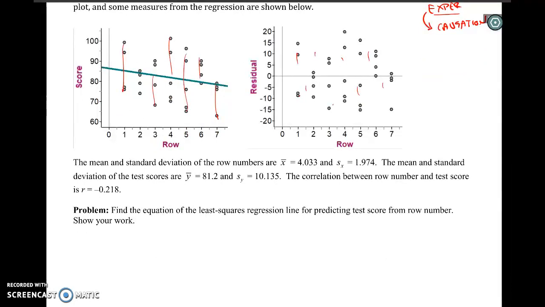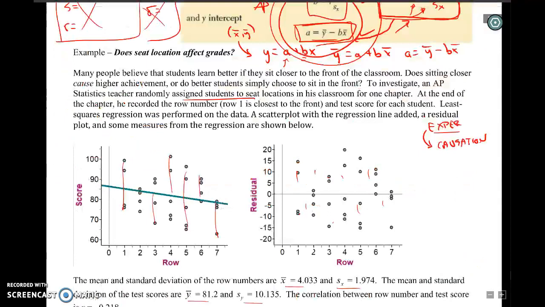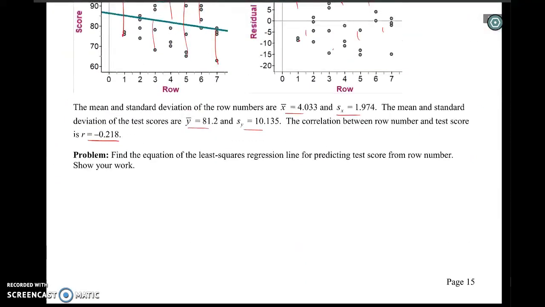Find the mean and standard deviation of the row numbers, the mean and standard deviation of your test scores, and the correlation r. So if I give you those 5 pieces of information, we can use these equations to find the least squares regression line. So we're predicting scores. So let's find the slope.